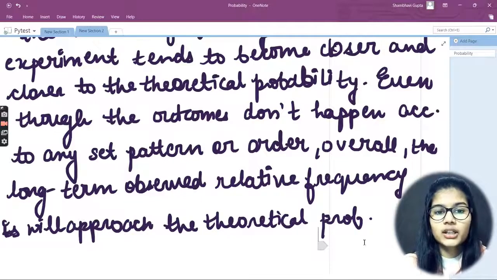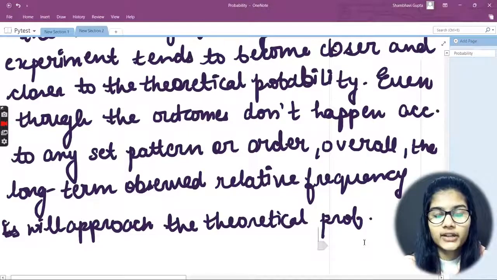This is what the law of large numbers actually says, and that's one of the very important characteristics of a probability experiment that is to be known, and not only known but also kept in mind.